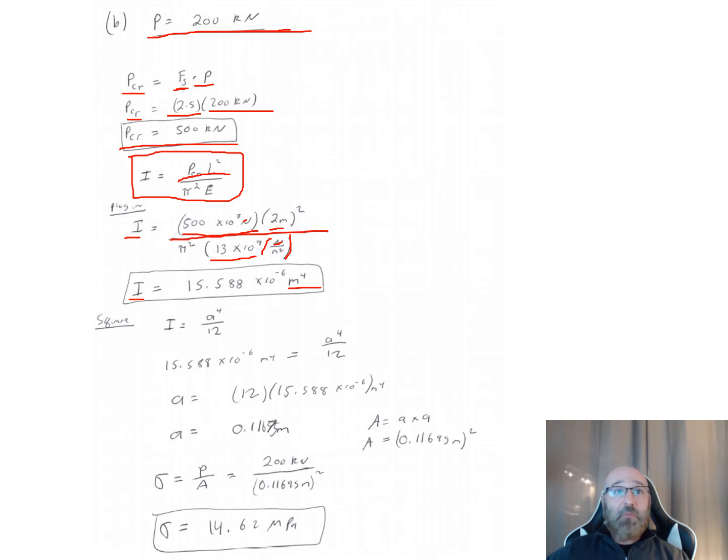From this, we can go back down for a square shape and say that I is equal to A to the fourth over 12 for that square shape, which we can look up in our appendices or the charts. We can rearrange that and plug in our value. Now our I is 15.588 times 10 to the negative 6 meters to the fourth, which is equal to A to the fourth over 12. So solve that for A. A to the fourth is equal to 12 times 15.588 times 10 to the negative 6 meters to the fourth. Take the fourth root of both sides.